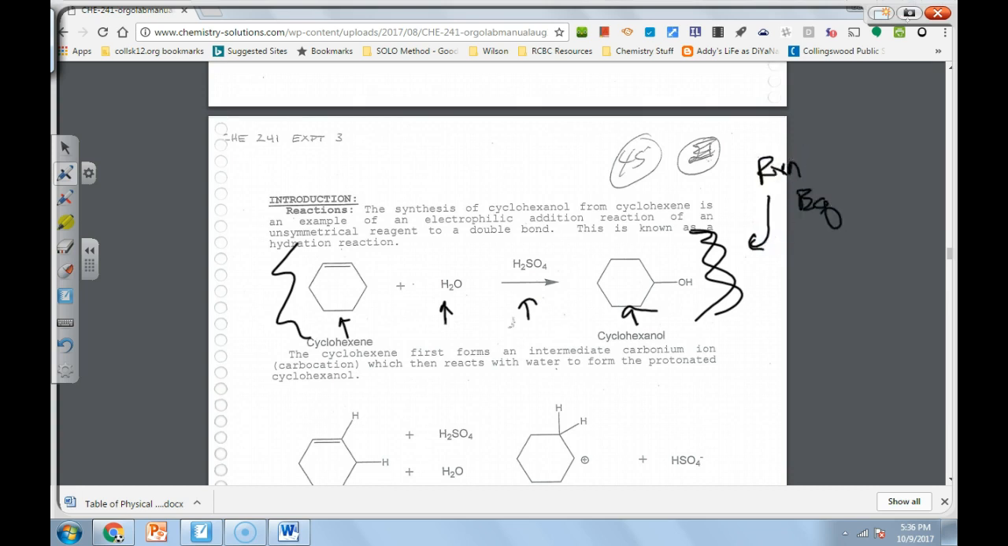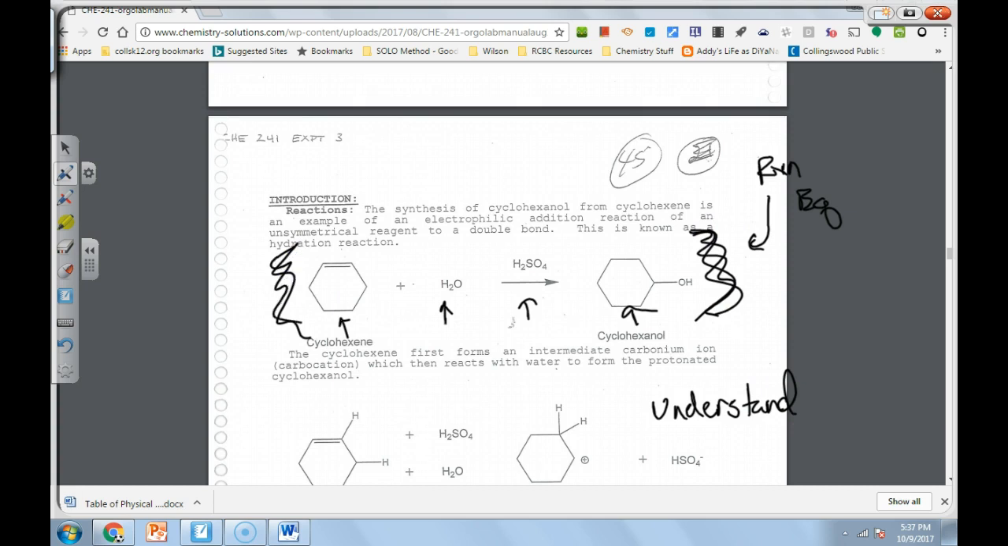It's up to you, but I will say you don't have to give me the mechanism by which this reaction occurs. You can. It definitely helps when it comes time to understand the chemistry. But this is the reaction equation.